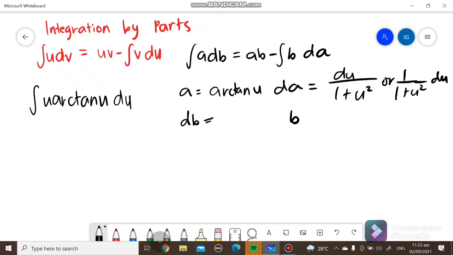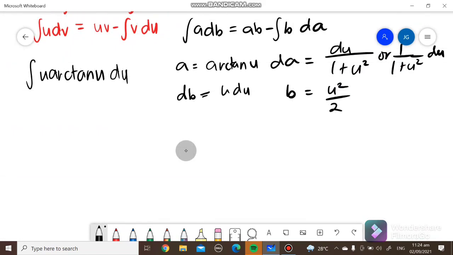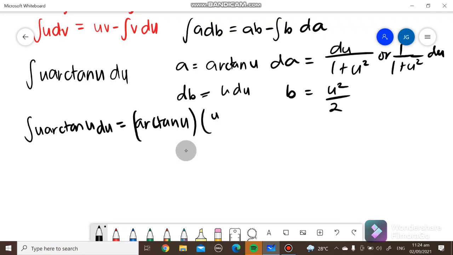So, we have the dv. I'll choose the dv as u du. And the v, which is the integral of that, is simply u squared over 2. Okay, so let's plug in what we know. The integral of u arctangent of u du is equal to a, which is arctangent of u, and then our v, which is u squared over 2, minus the integral of v, which is u squared over 2, multiplied by the da, which is du all over 1 plus u squared.